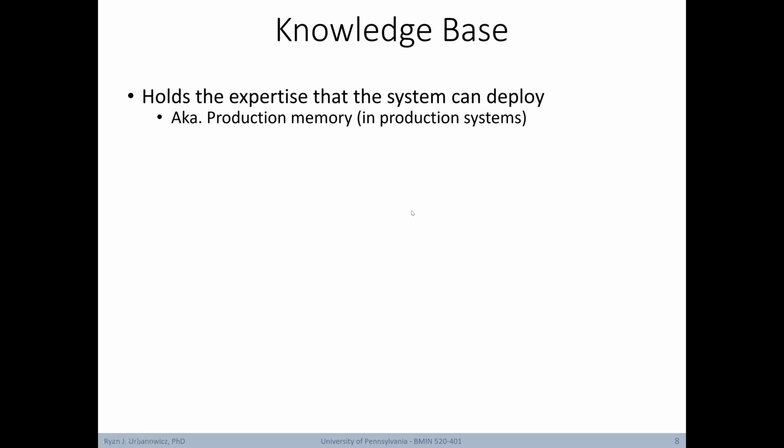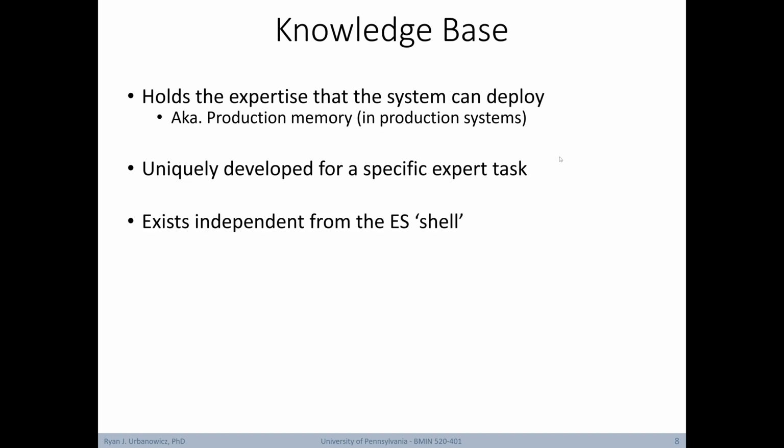The knowledge base itself holds the expertise that the system can deploy. The knowledge base can be referred to as production memory when it comes to production systems. A knowledge base is uniquely developed for a specific expert task, and this knowledge base exists independently from the rest of the expert system shell, or the other components.